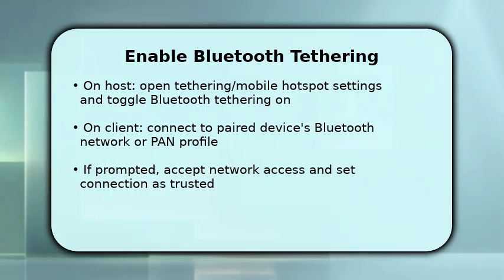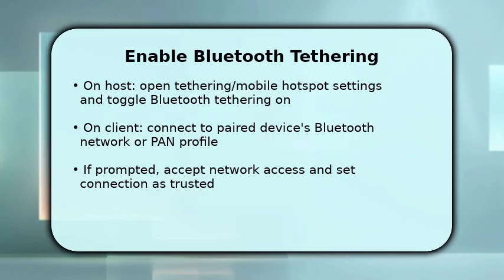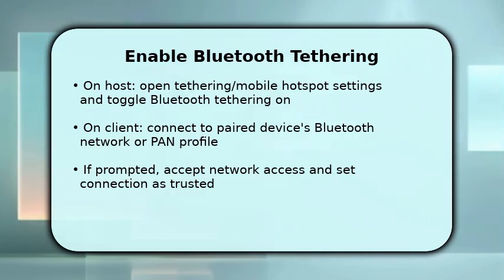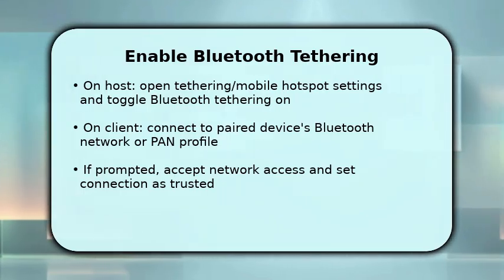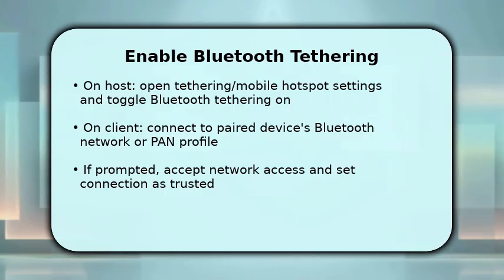On the client, open Bluetooth settings, select the paired host, and choose Connect to Network or Use for Internet, which may appear as PAN. Make sure the client requests network access. Accept any prompts. Why this matters: the host forwards mobile data through a PAN profile, and the client must attach to that profile to route traffic through the host.